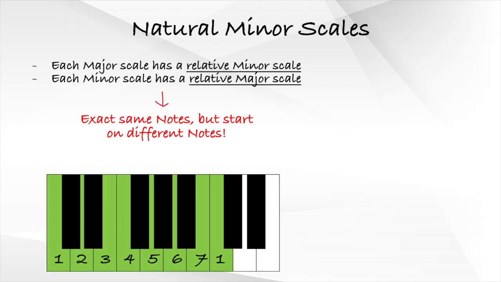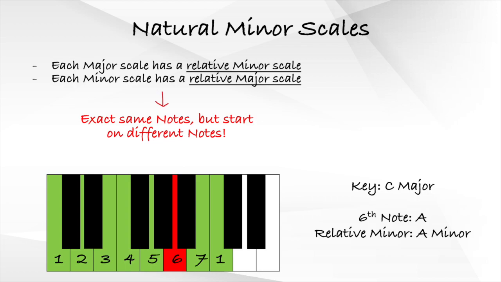For instance, let's say we have the C major scale and we want to find its relative minor scale. We take the 6th note of the C major scale, which is A, and there we have the relative minor scale, which is the A natural minor scale. Here, the A natural minor scale shares the exact same notes as the C major scale, but it starts with a different note, A.